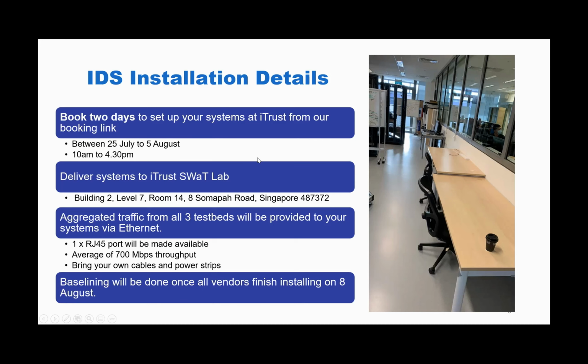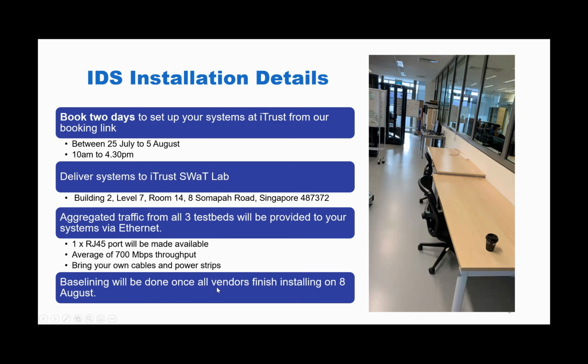So this will be 2 full days that will be given to each IDS team or each vendor to come down physically to iTrust to deliver their systems to iTrust SWaT Lab. So if some of you have been to iTrust, this is what the tables would look like, where you would physically set up your systems, and you will be provided aggregated traffic from all 3 test beds via Ethernet. So there will be one RJ45 port that will be made available, and you can expect a throughput of 700 Mbps. And we expect you to bring your own equipment, including cables and power strips, for the setup of your systems.